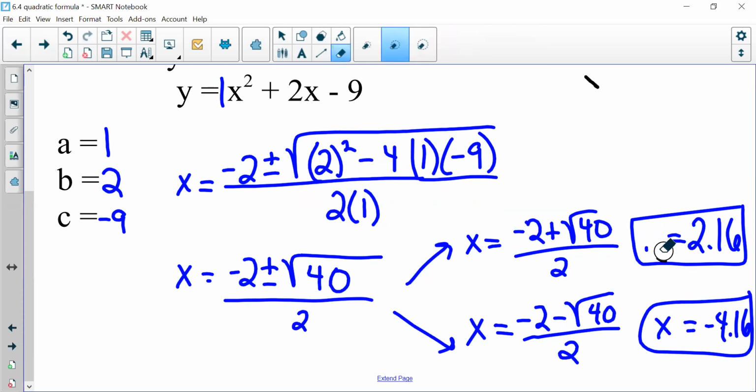If you wanted to verify that it works, you guys could multiply 2.16 times negative 4.16. You're going to end up with negative 9 or close to it with rounding. And if you add them together, what is 2.16 plus negative 4.16? You get your 2 value back out. So you can actually verify that those work, but we're not going to factor something like that.